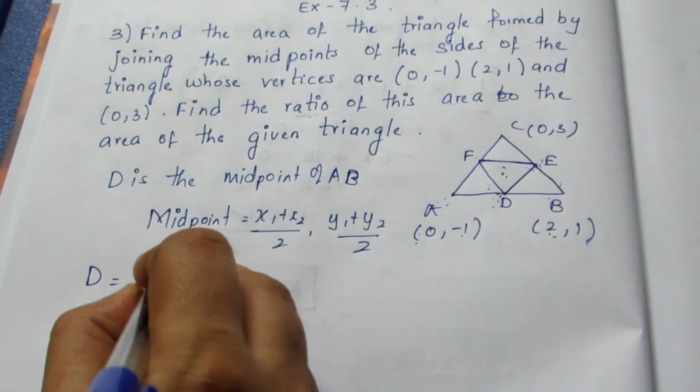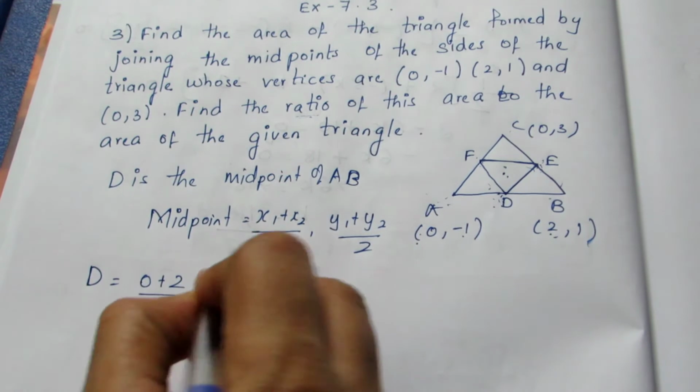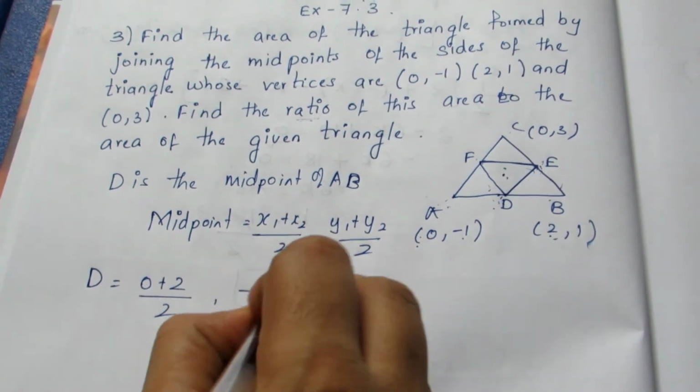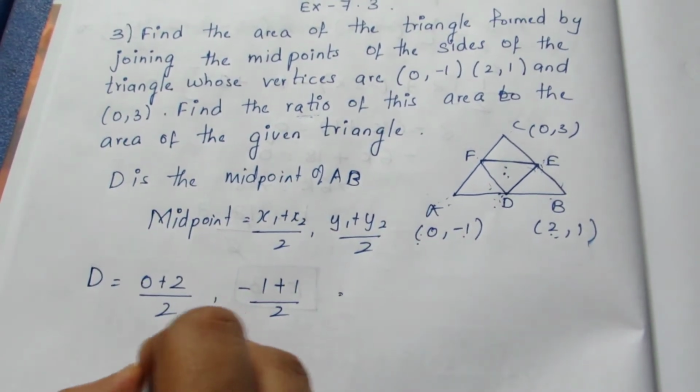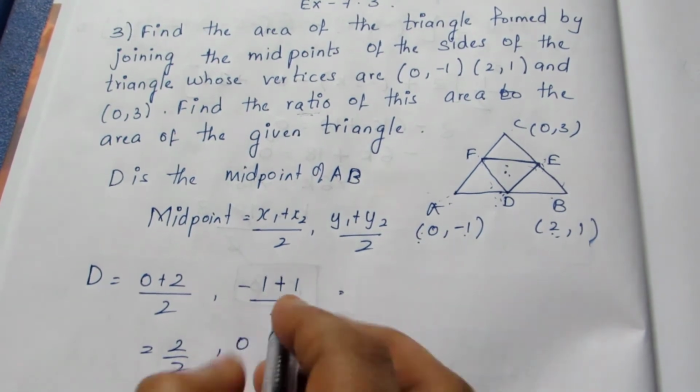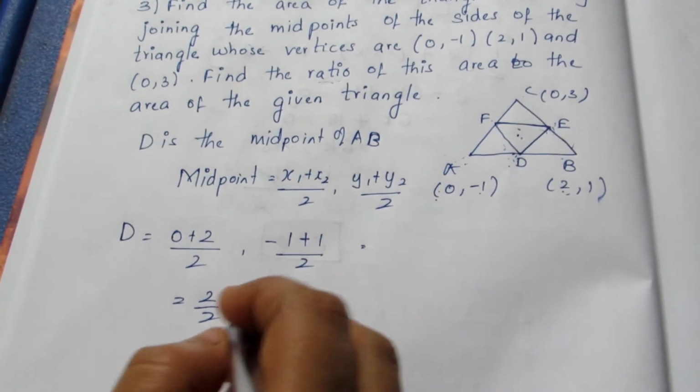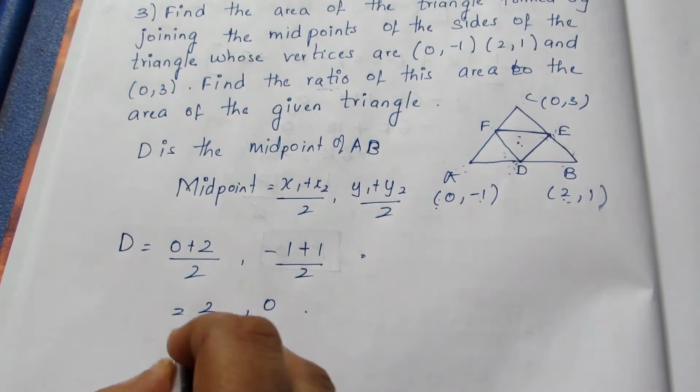So just write the sign as it is, (-1 plus 1) by 2. So here it becomes 2 by 2, here 0. So 1 minus 1 will become 0. 0 by any number will become 0. So (1, 0) is for D.